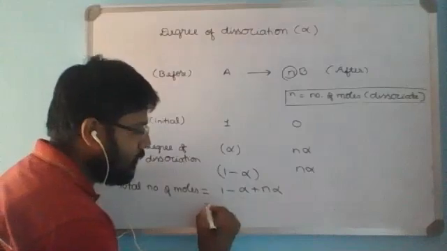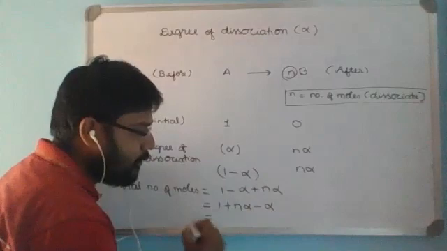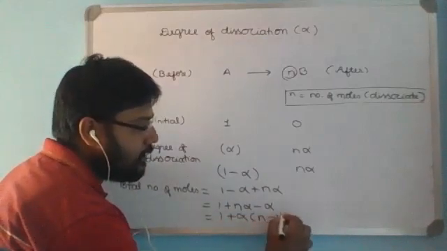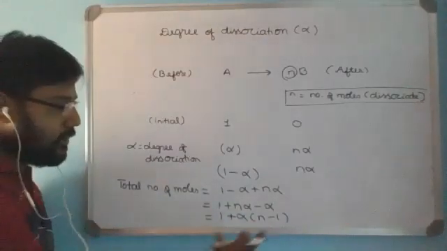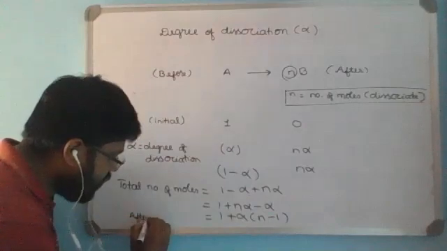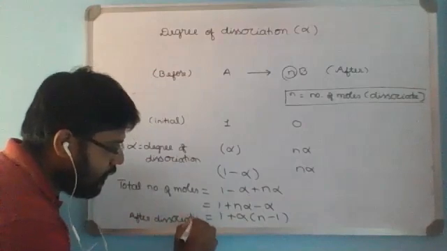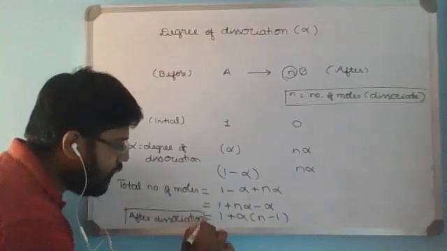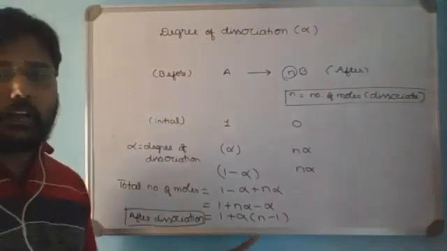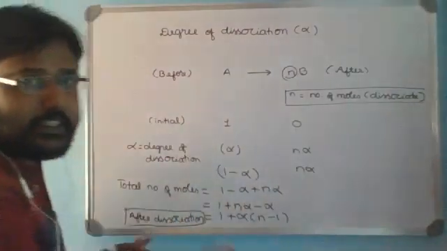So with simple rearrangement, 1 plus n alpha minus alpha. Now take alpha as a common factor: 1 plus alpha into n minus 1. Now this is the total number of particles available after dissociation is considered. Once the solute undergoes dissociation, the number of particles obtained after dissociation is 1 plus alpha into n minus 1. So hope this information is clear.